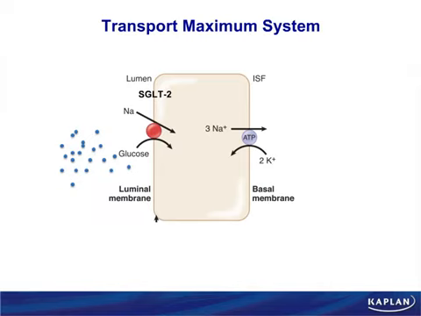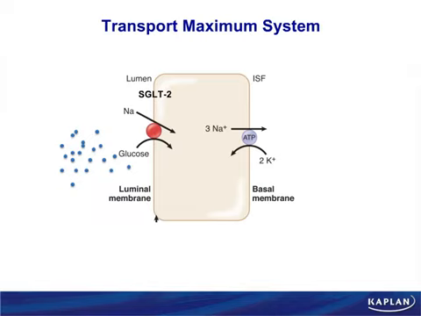These co-transporters will co-transport sodium and glucose. Sodium will move into the cell down its electrochemical gradient. As it does so, it will co-transport glucose. This is an example of secondary active transport. This is how glucose is reabsorbed in the proximal tubule.